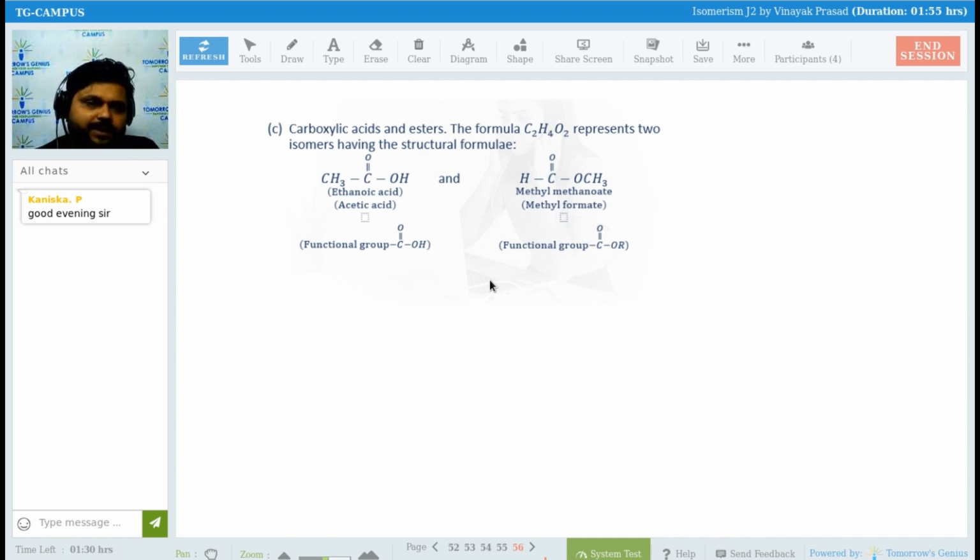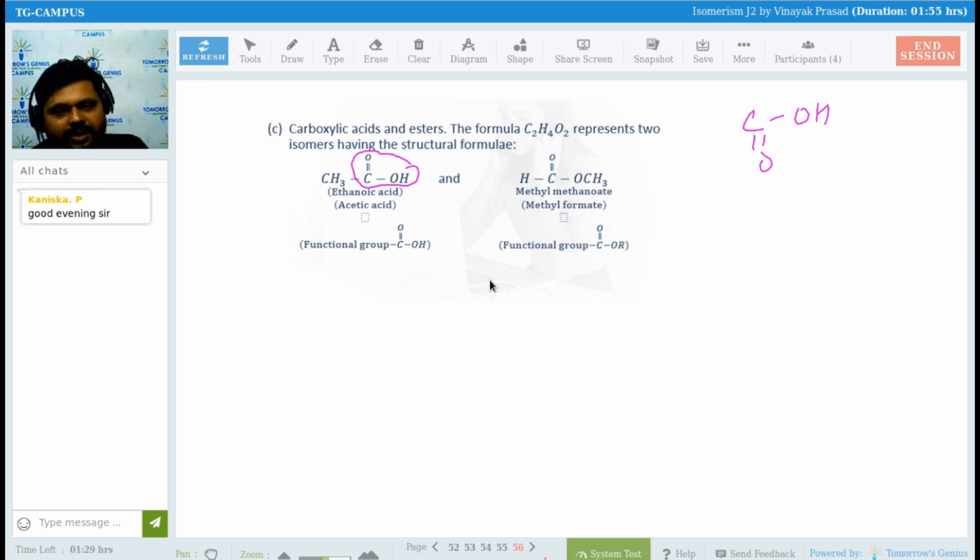How they are functional group isomerism, check from here. See, this is what? Ketone. And this whole part will be called as what? Carboxylic acid. The simple formula for carboxylic acid is what? C double bond O single bond OH. Right?